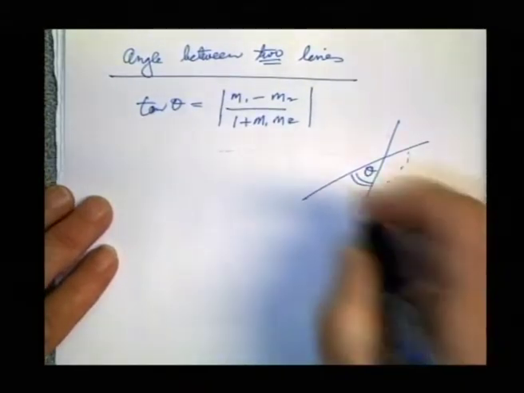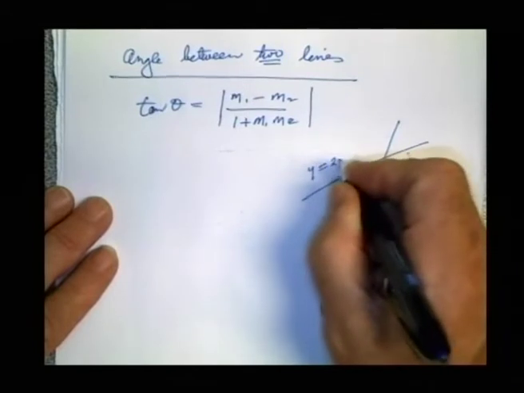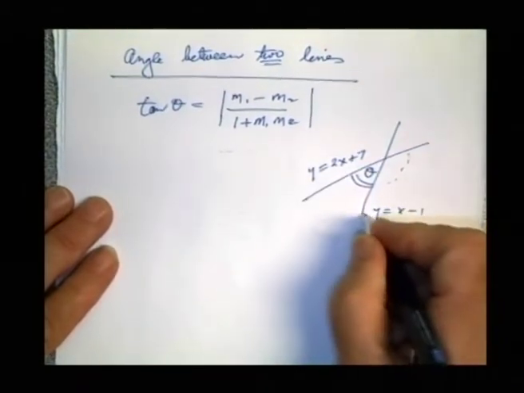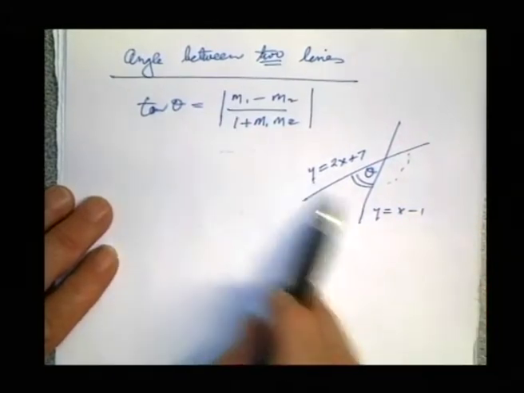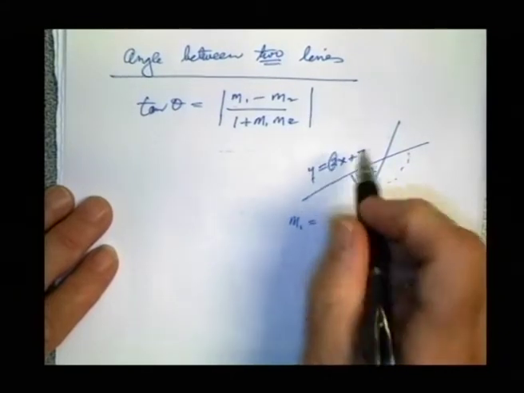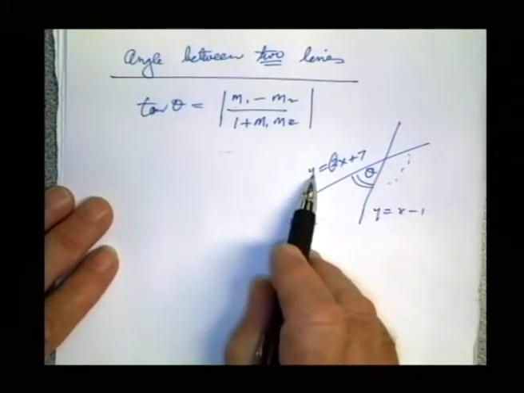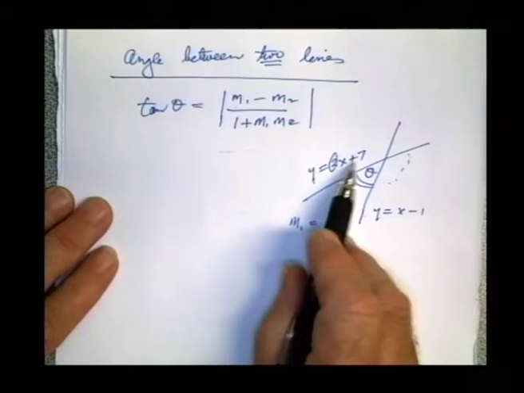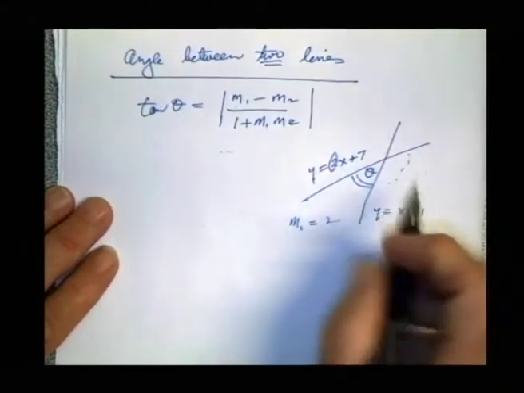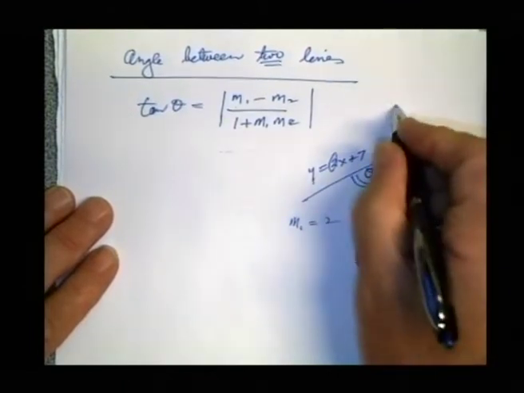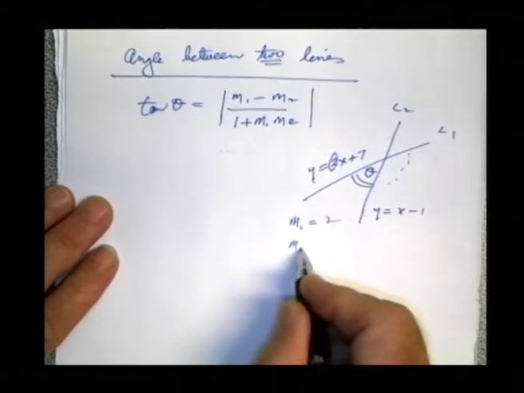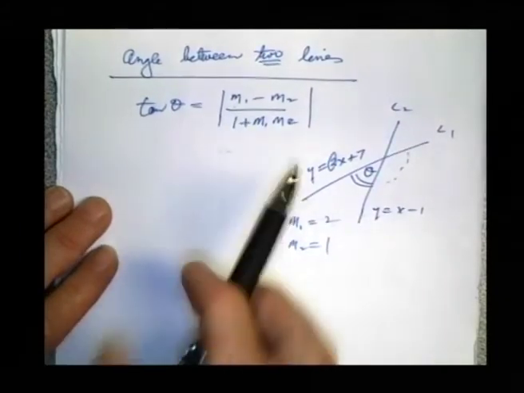What you need in this is, for example, y equals 2x plus 7, y equals x minus 1, or so. You're interested in the two slopes of the lines, so you just say m1 is equal to, in this case, 2. To find the slope of a line, you must put it in the form y equals mx plus b, and the slope is, in this case, 2 for that line. You can call that L1, and the other one is L2. The slope of this particular line here is equal to 1. You substitute both into the formula.